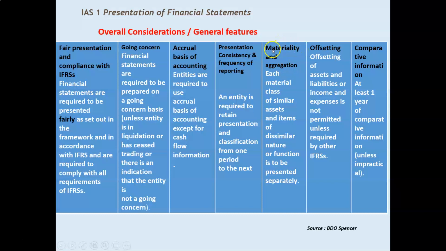Doesn't matter whether the amount is large or small, but the nature of the item is such that it's going to be material, and therefore I'm going to disclose that separately. The following general feature is offsetting. Offsetting means I am not allowed to set off assets and liabilities against each other, or income and expense items against each other.